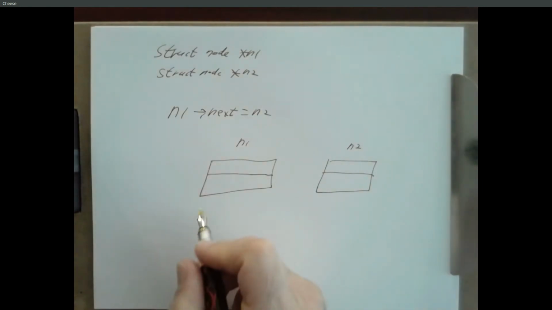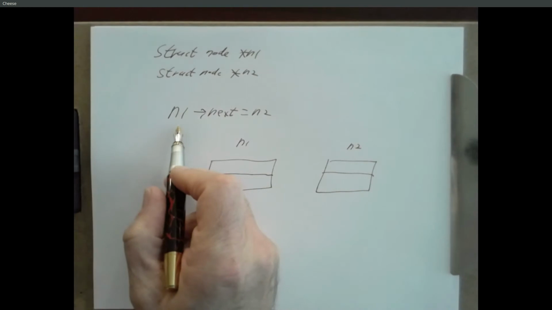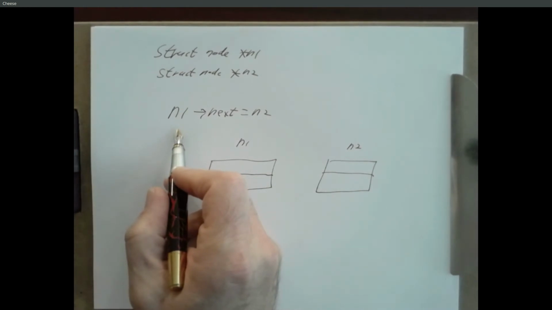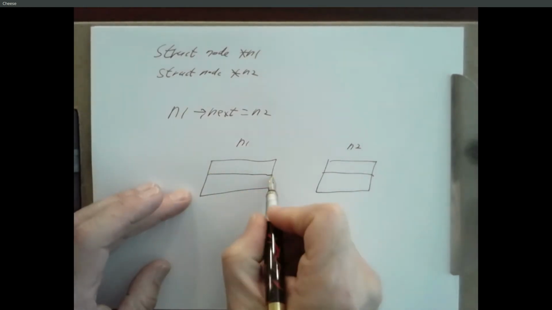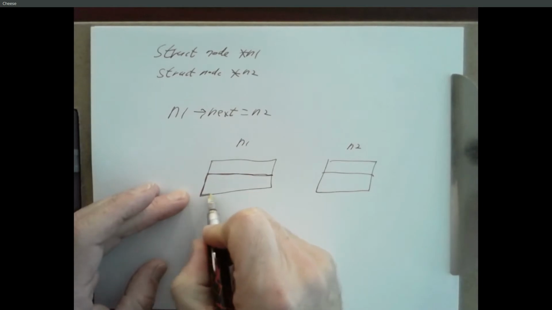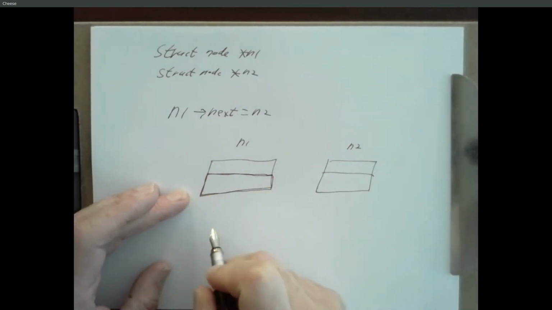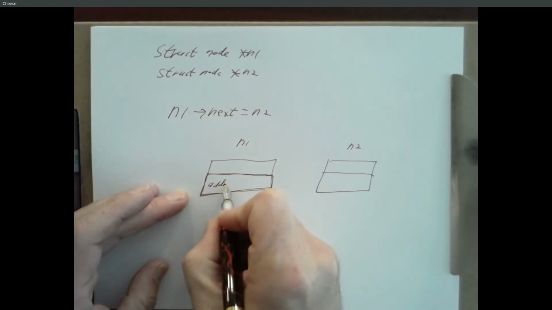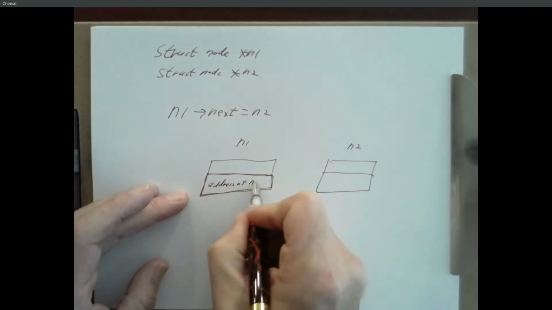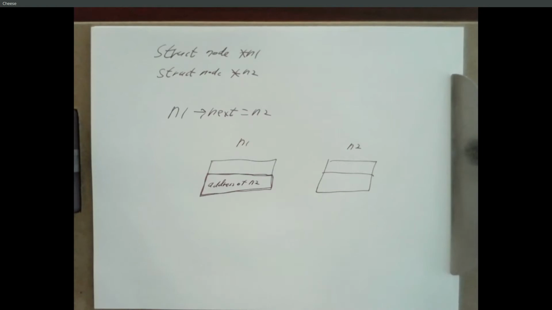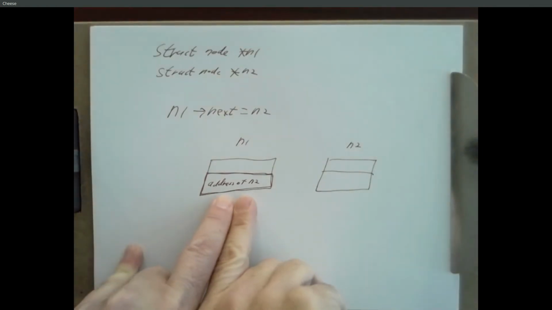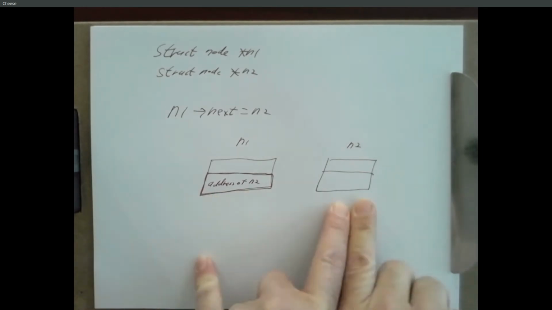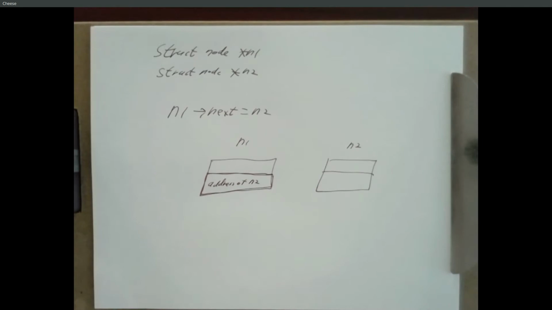And so n1 arrow next, that says go to the memory to which n1 points. That's this block. Pick out the next field. That's right here. And set that equal to n2. What we're putting in here is basically the address of n2. But whenever we use this address to find a field in n2, we're going to say whatever that variable is, arrow next, or arrow data.